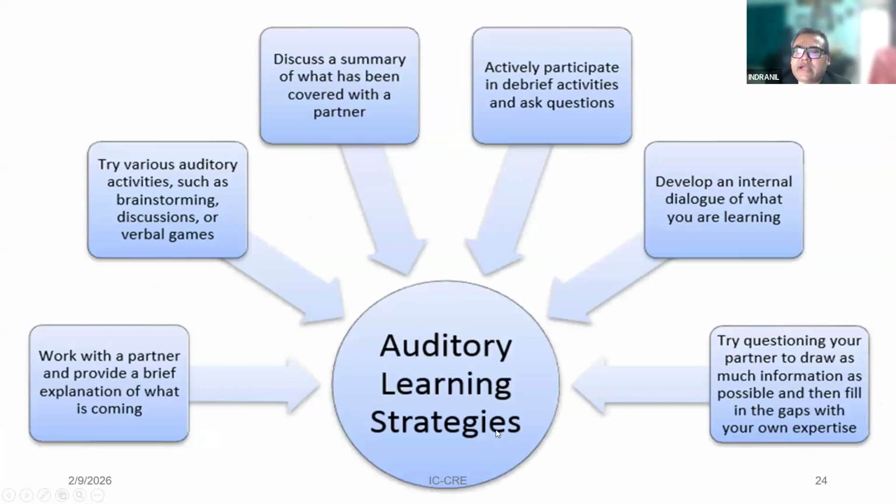So auditory learning strategies, in a nutshell, are these: we discuss a summary of what has been covered with the partner, actively participate in debrief activities, and ask questions. We can develop an internal dialogue of what we are learning. Try questioning your partner to draw out as much information as possible, and then fill in the gaps with your own expertise. And also, we work with the partner and provide brief explanations of what is coming.